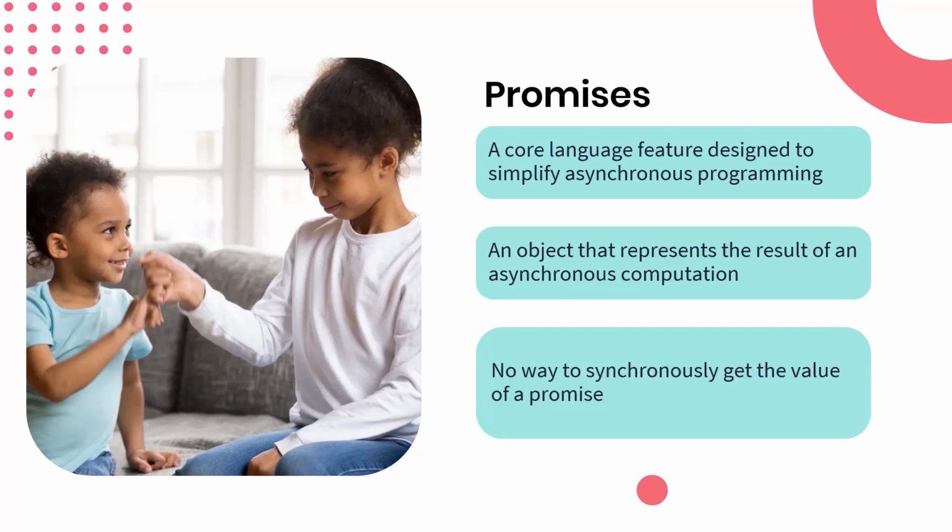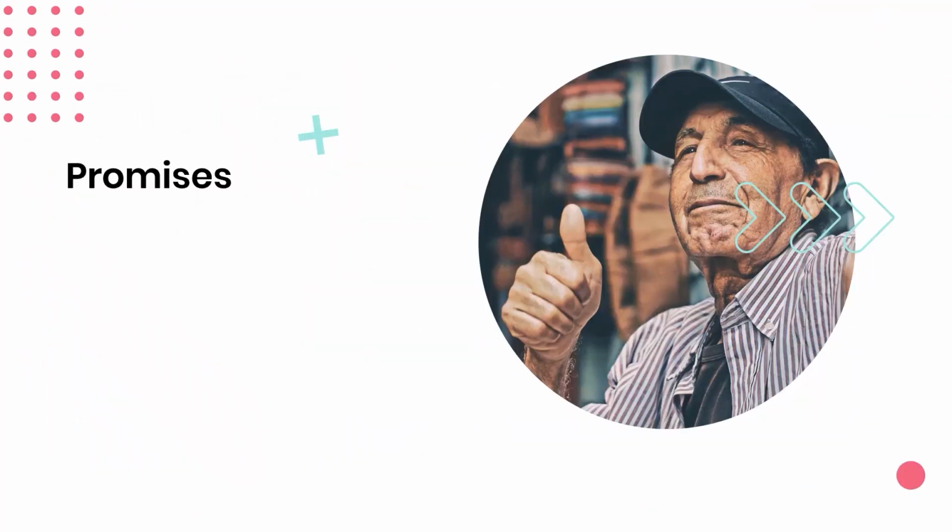There is no way to synchronously get the value of a promise. You can only ask the promise to call back a function when the value is ready. So in its simplest form, promises are just a different way of working with callbacks. However, there are practical benefits to using them.